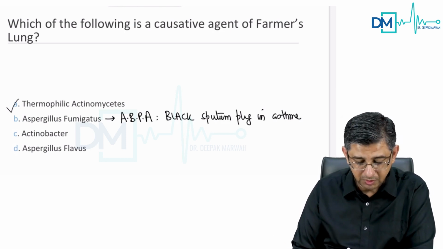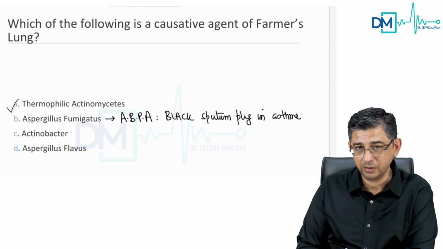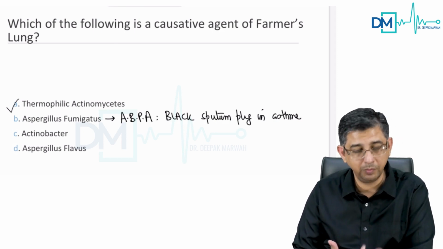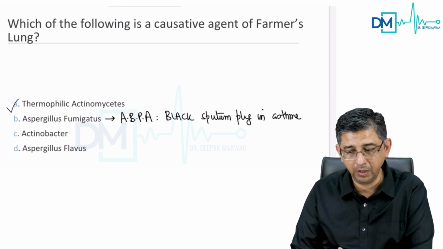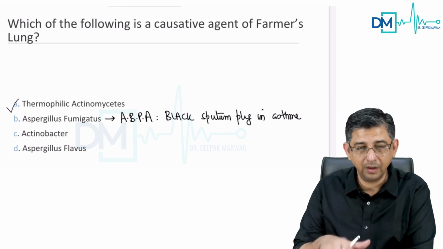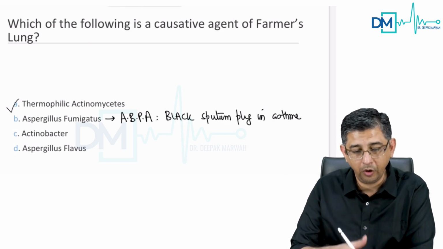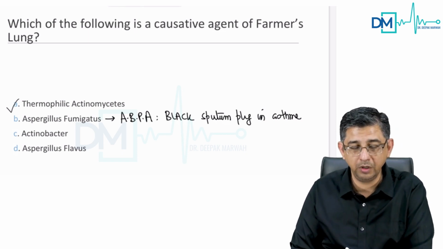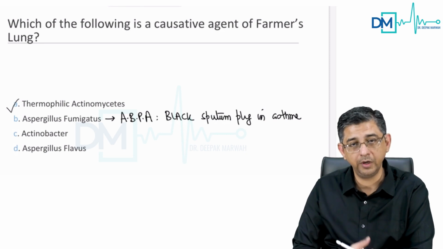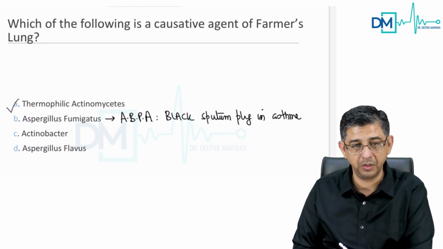If you look at C, acinetobacter, these are organisms which are usually seen post blood transfusion. They could be growing on the blood bag, and if you are giving blood transfusion for a long duration, then infection could occur with this bacteria acinetobacter, or it could be contributing to ventilator associated pneumonia.